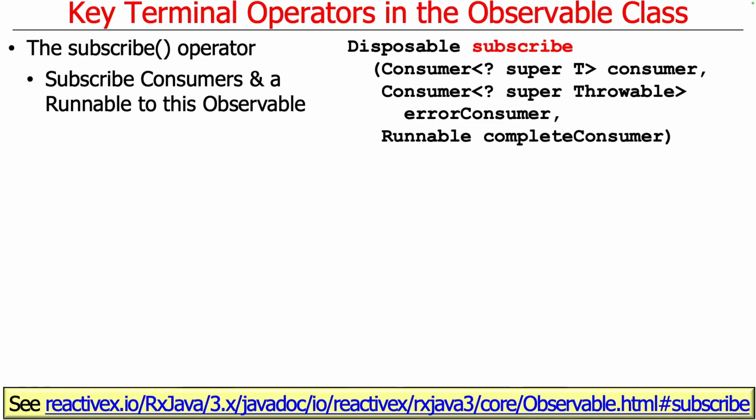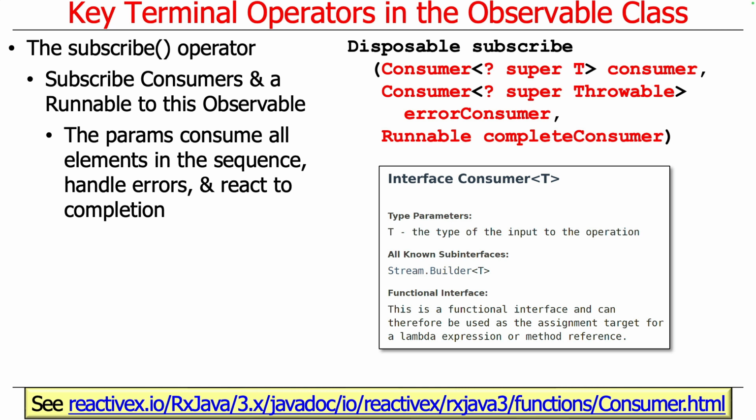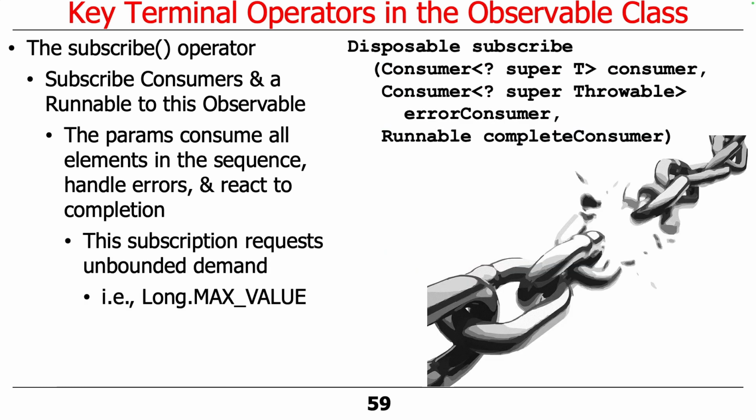So the subscribe operator, like blockingSubscribe, takes a bunch of parameters. It can be used to subscribe some consumers and a runnable to the observable. And these parameters will be used to consume all the elements in the stream. This is the consumer that handles the onNext calls, handle errors that handles the onError emission hook method, and react to completion that handles the onComplete hook method. So those are the parameters that can be passed here.